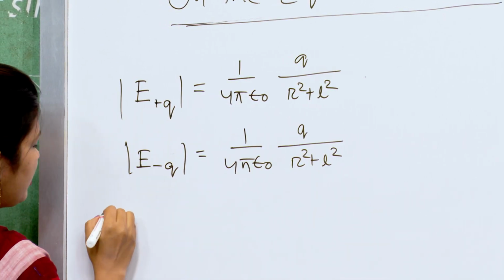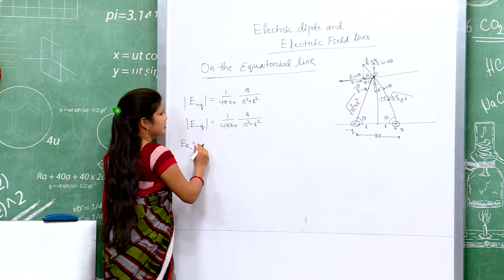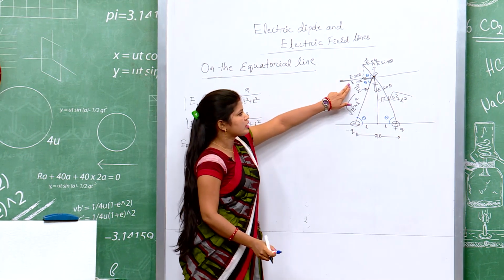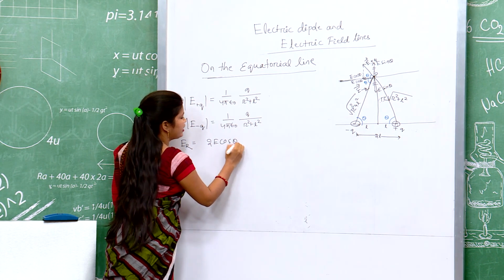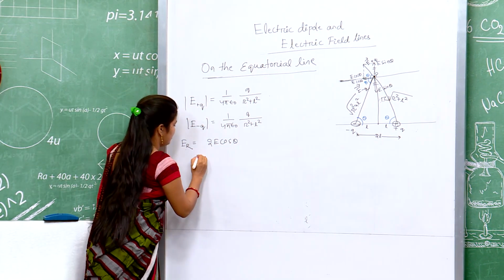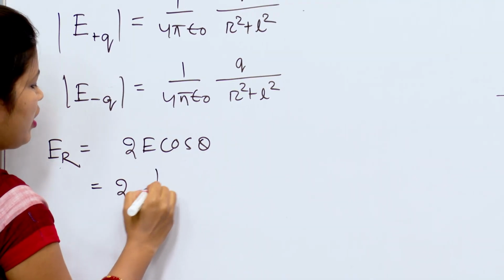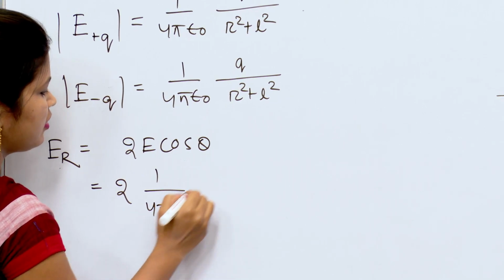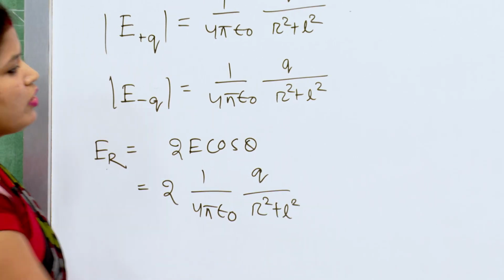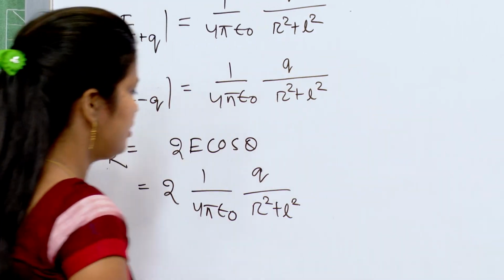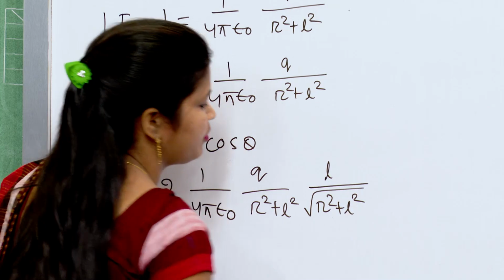Okay. So, the resultant electric field intensity is equal to E cos theta plus E cos theta, that is 2 E cos theta, because they will be added up. So, putting the value of E and cos theta here, we will get 1 upon 4 pi epsilon naught, q upon r square plus L square, and cos theta is L upon square root of r square plus L square.